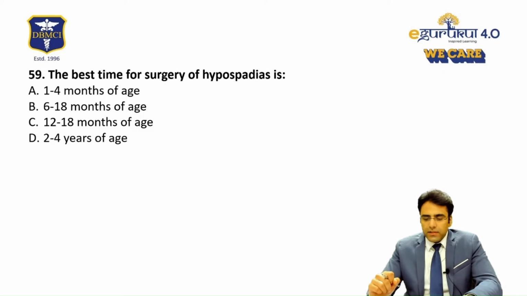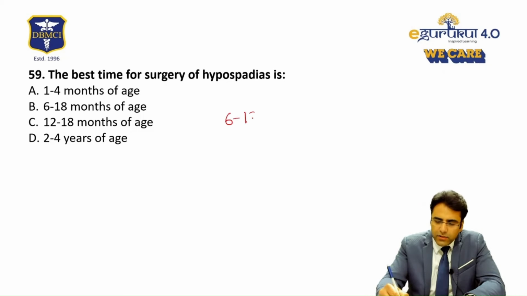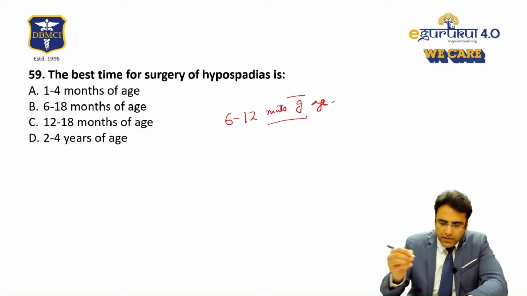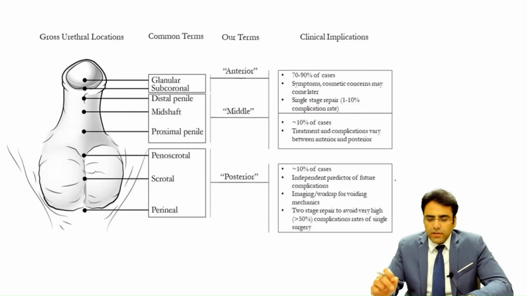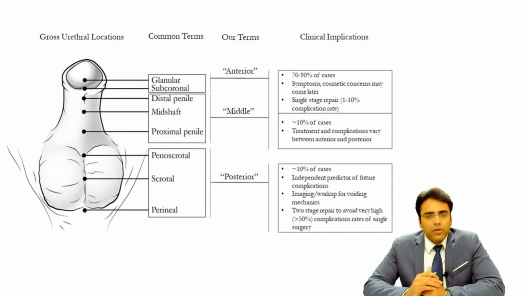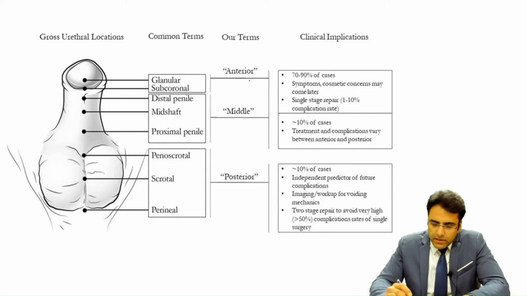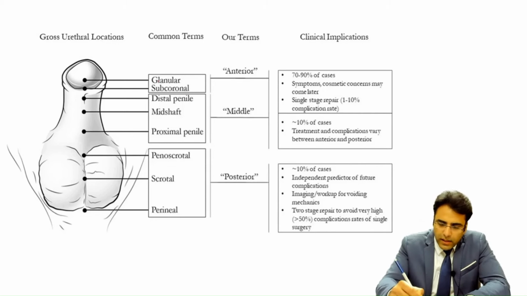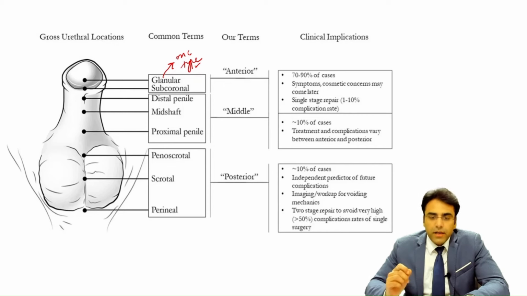Now the best time for surgery of hypospadias, an important one-liner, is ideally 6 to 12 months of age. If you see the options, the best possible option is option B. Clear? Now something about hypospadias, an important topic frequently asked in exams. We have the various types. We have the anterior type, which is glanular or subcoronal, and please remember glanular is the most common type. So glanular hypospadias is the most common type of hypospadias.